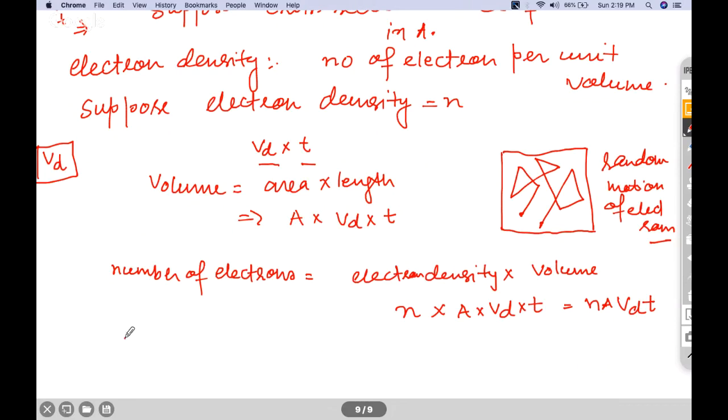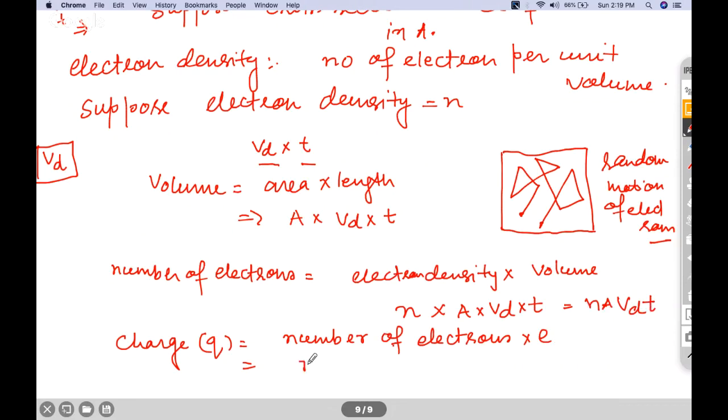Now I told you that charge is quantized. So charge Q would be equal to the number of electrons multiplied by e. What is e? e is the charge on one electron, multiplied by the total number of electrons. So I can write it as n A Vd t into e. Remember this: if I am asking you charge and I am giving you electron density, area, drift velocity, and time, you should understand that nAVdt is nothing but the number of electrons. Here n is not the number of electrons. Here n is the number of electrons per unit volume. That is why I am repeating it time and again.